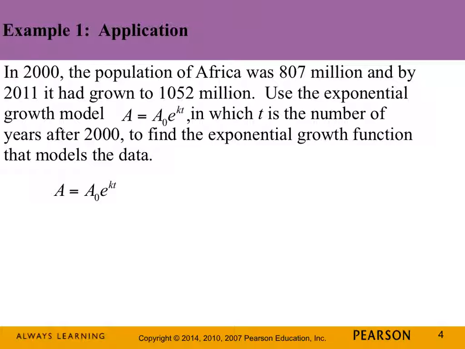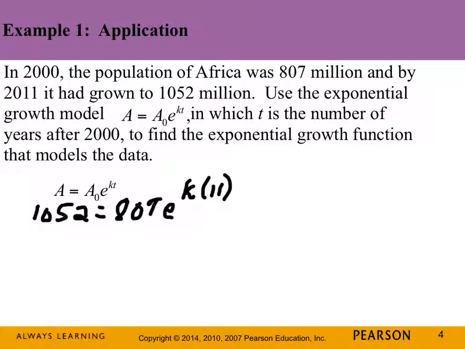A is what you end up with after a time period has passed, and in this case that's going to be the 1,052 million, equals the beginning amount, at least in 2000, which was 807 million, times e raised to the k times the time that has passed, which is 11. So we have 1,052 equals 807e raised to the 11k power.